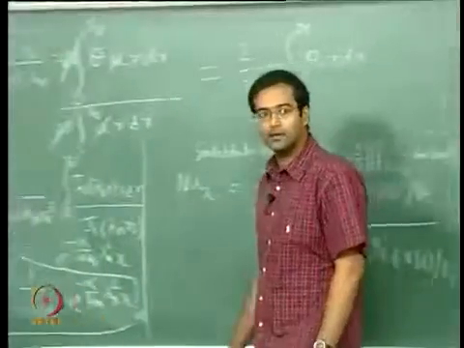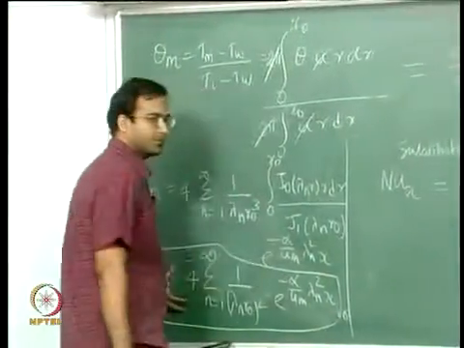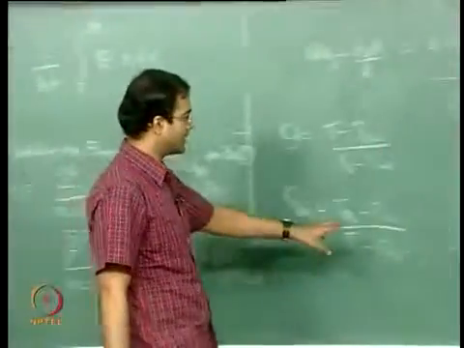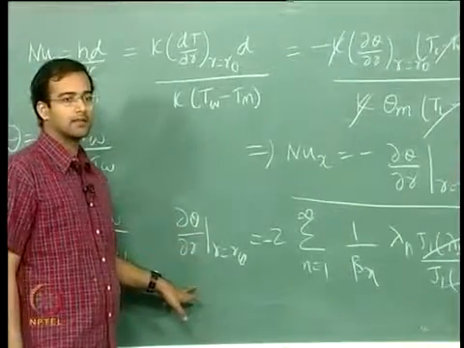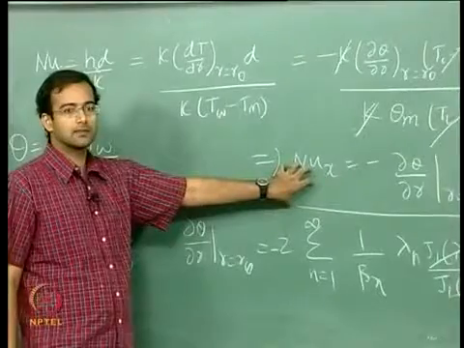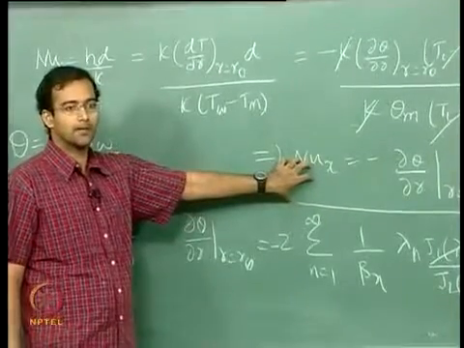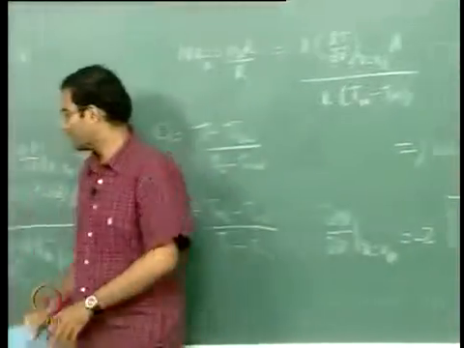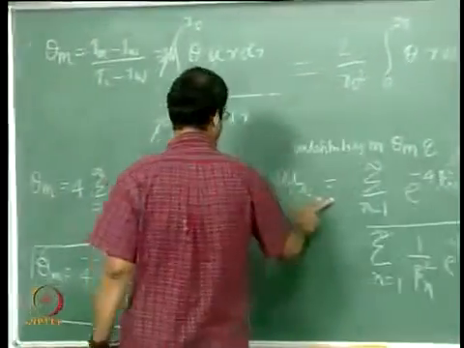Okay, so all you are doing, you have this theta m, you have taken the derivative of theta with respect to r at r equal to r naught, just you substitute into this, it is a very simple manipulation, just one step, and then you finally get the expression for Nu x.